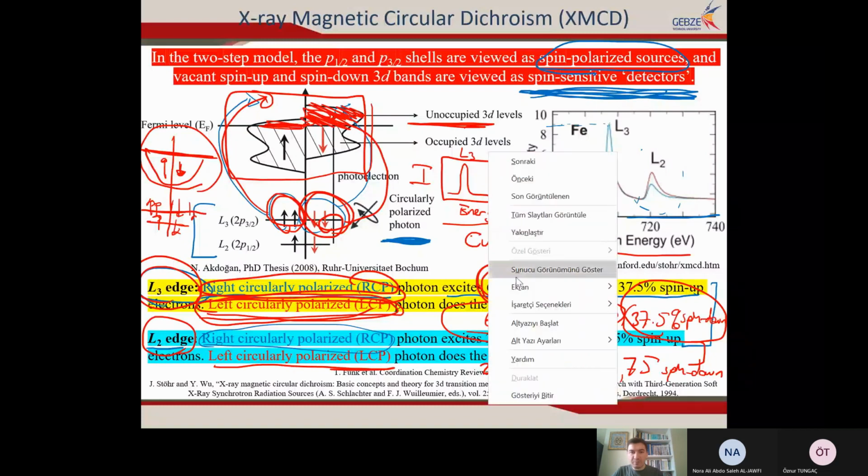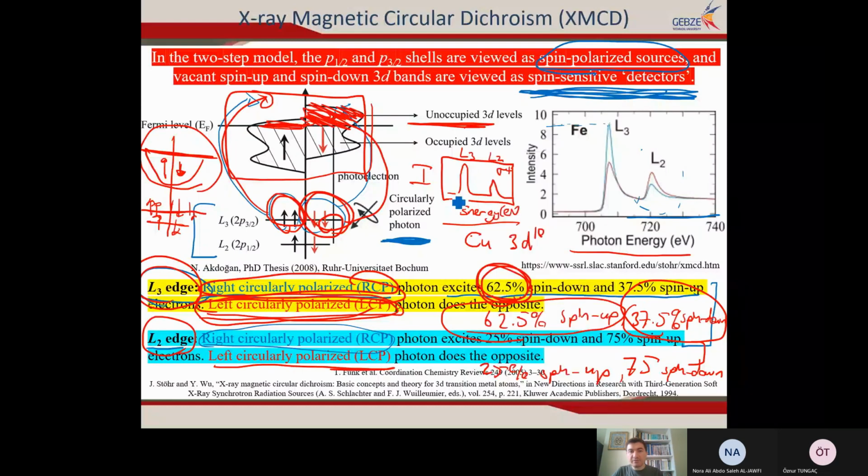Then change the polarization, left circularly polarized light, and you will measure exactly the same curve. There will be no difference. In case of iron, you can see a huge difference between the intensities depending on the incoming photon polarization, but for the non-magnetic copper, you cannot see any difference because the spin-sensitive detector does not work, okay? The 3D level is completely filled in case of copper, so you cannot see any difference. I hope now it is clear.